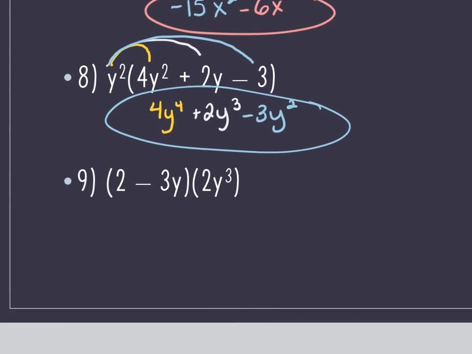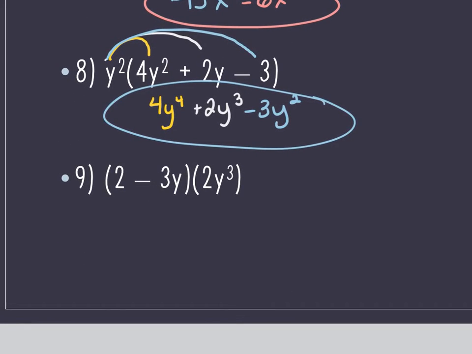The last one is the same process, except it looks like it's after it. I'm still going to distribute. So I can either go this way, or I tend to work my way backwards and do 2y to the third times 2. That's 4y to the third. And then 2y to the third times negative 3y is negative 6y to the 4th.